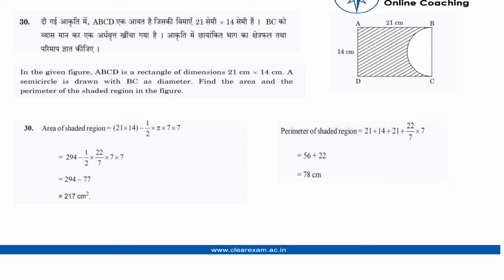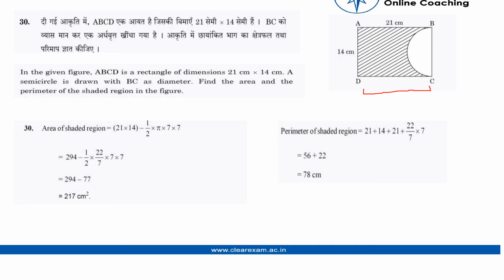So basically, what do we have to do in this question? We have to find out the shaded region in this rectangle. But in this rectangle, we have a semicircle. So to find out the area, we need to find the area of the rectangle, and then we have to subtract the area of the semicircle.